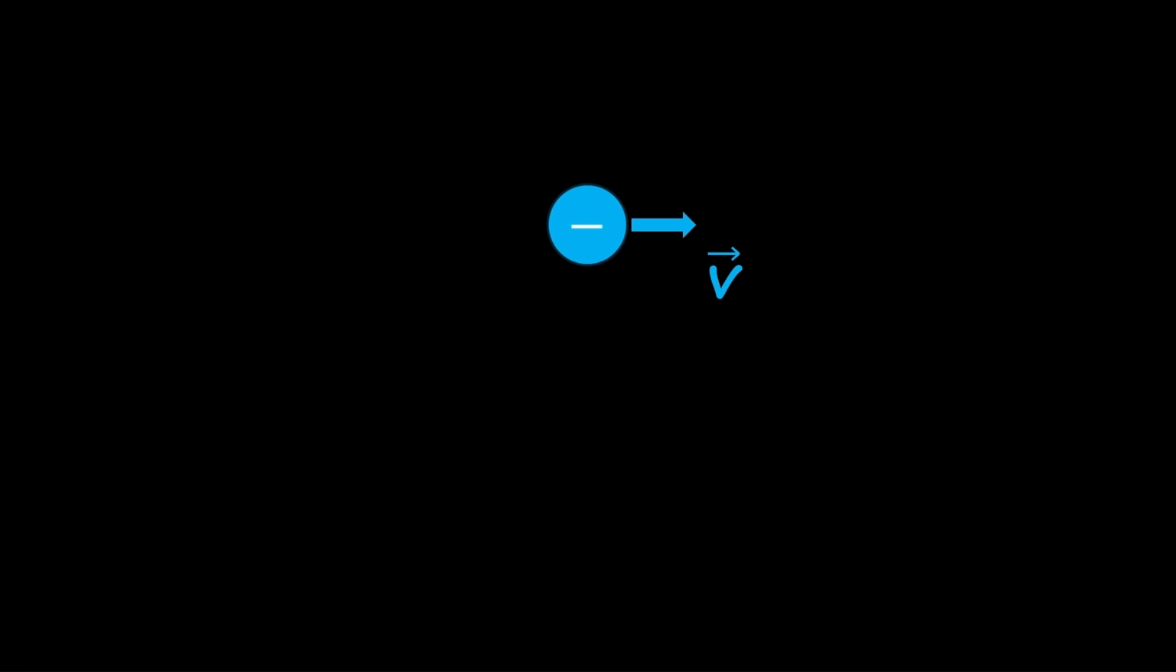Suppose we have a charged particle in motion. Let us take two frames of reference: S, which is sitting on the charged particle, and another frame of reference S prime, which is observing the charged particle in motion. Now, let us see what the two frames of reference are observing.